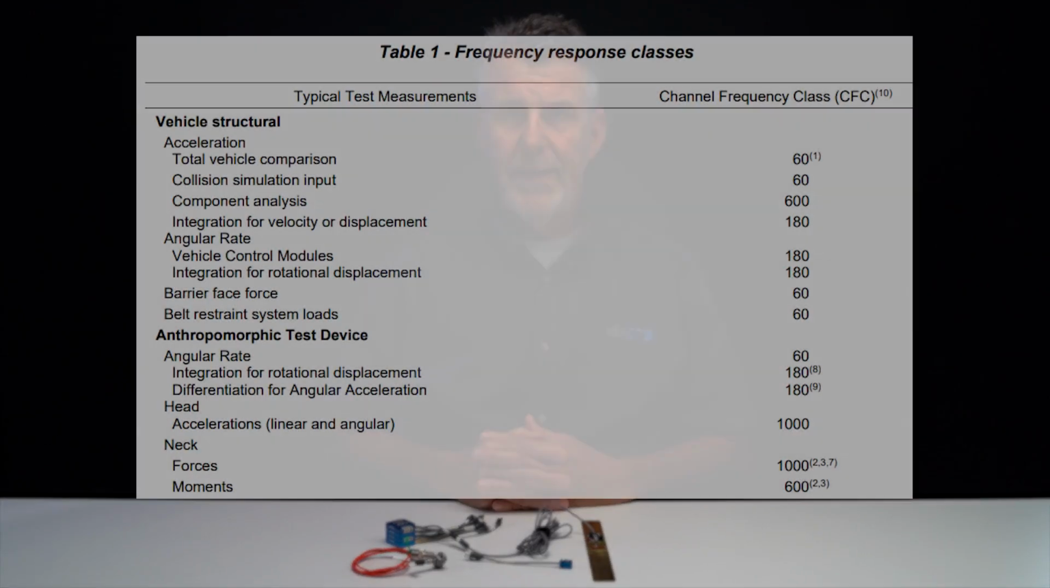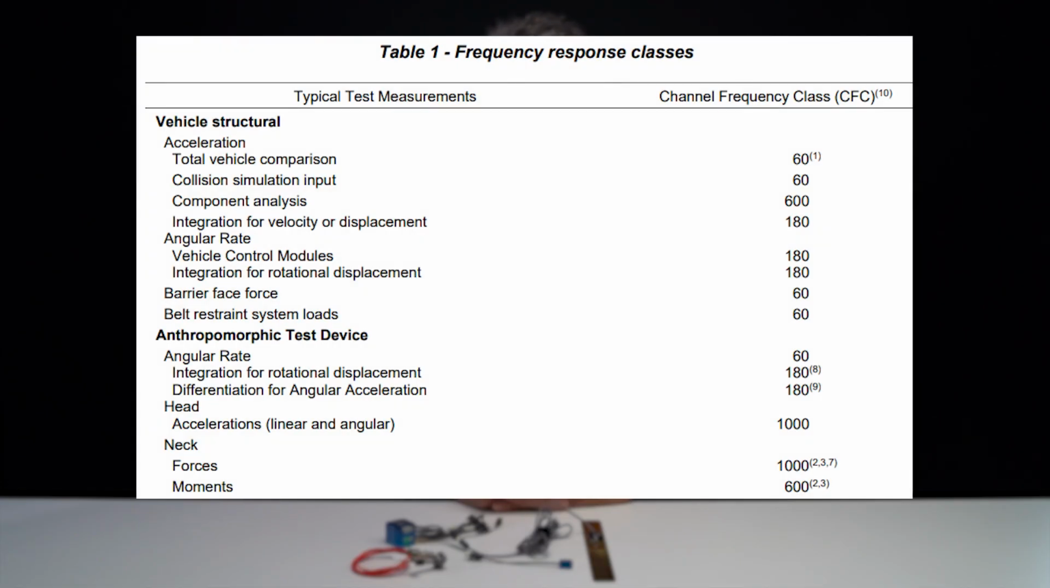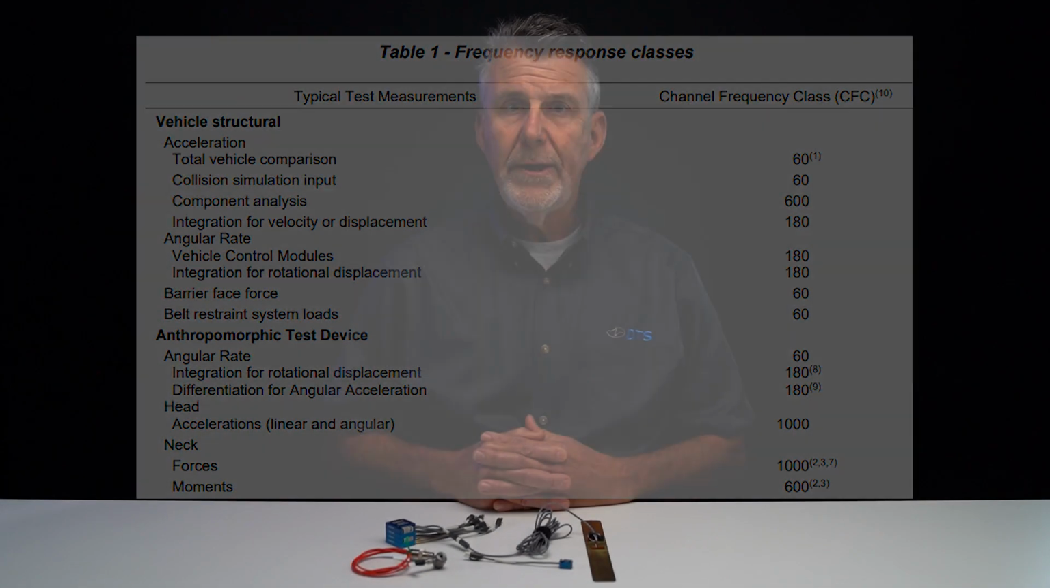Part of Section 4 defines channel frequency classes, which are basically amplitude versus frequency response curves for a number of different frequency ranges. In Section 5, Data Channel Selection, we learn what channel frequency classes should be applied to different measurement locations or measurement types. Section 6 is a very brief portion of SAE J211 Part 1, and it focuses on sensor mounting considerations and also introduces the topic of transducer resonance.